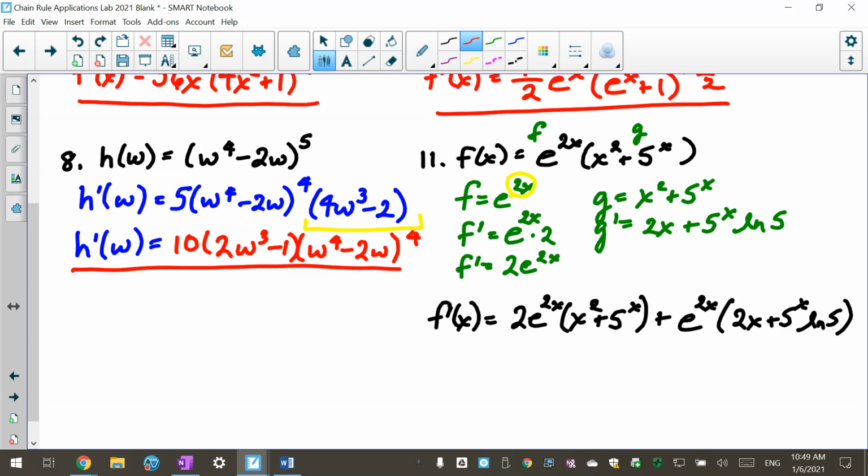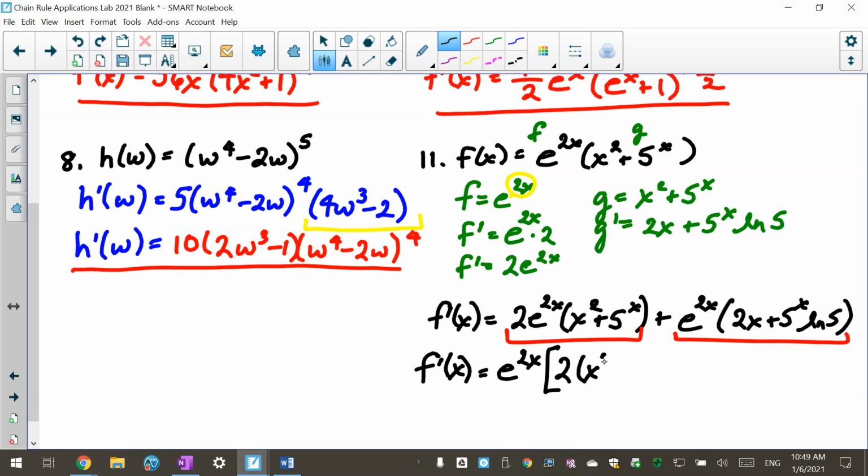All right. Now I have a term here and a term here, and I want to see if there's something I can factor out. The easiest thing that I can factor out right now is e to the 2x. So I'm going to factor out e to the 2x, since I can take it out of both. When I do that, I'm going to do a bracket, and I'm going to go slow. So I have 2 times x squared plus 5 to the x. Okay, that's a 2 right here, guys. All right, plus 2x plus 5 to the x ln 5.